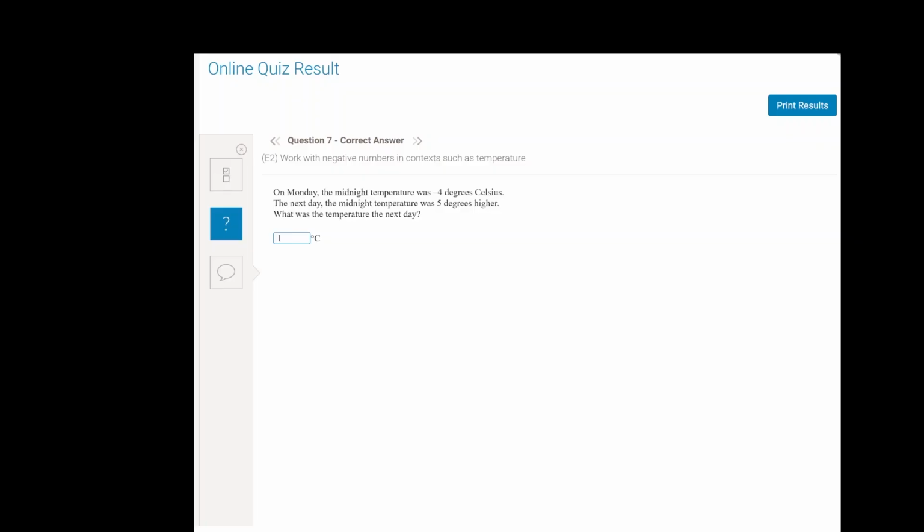On Monday, the midnight temperature was -4 degrees Celsius. The next day, the midnight temperature was 5 degrees higher. What was the temperature the next day? It was what? Here it's basically 5 minus 4. Sometimes it doesn't always work like that, but that's sometimes how I do it.